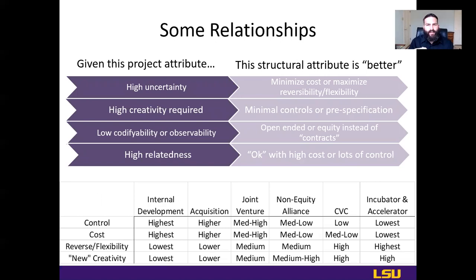Not surprisingly, when there's a high degree of uncertainty, there's a lot of risk involved. You as a decision maker want to adopt structures that maximize your flexibility, maximize your ability to get out of it if it's not working, and minimize the cost to start experimenting in that idea.